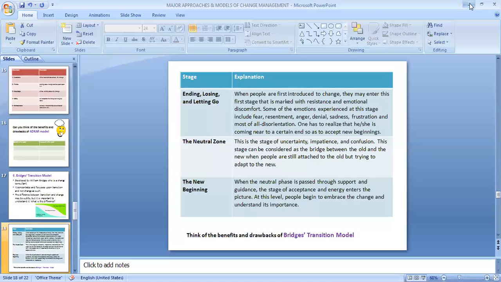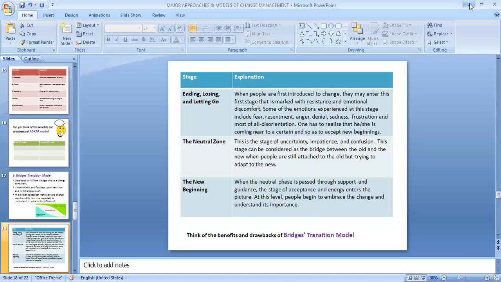At this level, people begin to embrace the change and understand its importance. So at this new beginning stage, they feel that what they have told us is true. It's important for us to embrace this change, because it's important from the profit aspect as well as from our efficiency and effectiveness aspect as well.